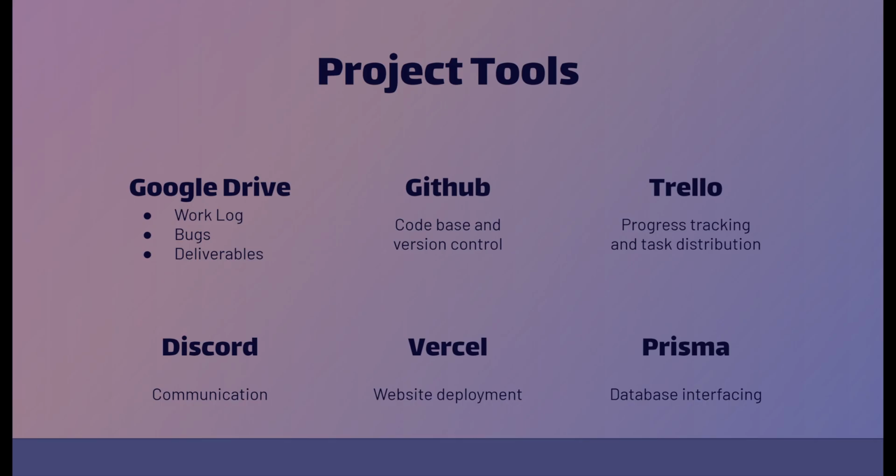The first being Google Drive. This just housed all of our documents and sheets and PowerPoints and everything. So in that we had our work log, our list of our known bugs, and all of our deliverables. We used GitHub to store our code base and manage version control, as everybody does. We used Trello to create user cases, which let us track our progress and distribute tasks.